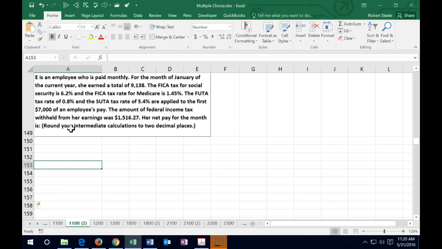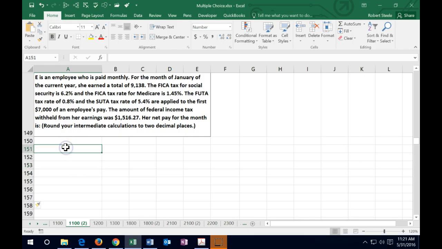Next one says that E is an employee who is paid monthly. For the month of January of the current year, she earned a total of $9,138. The FICA tax for Social Security is 6.2%. The FICA tax for Medicare is 1.45%. The FUTA tax is 0.8%, and the SUTA tax is 5.4%. Are applied to the first $7,000 of the employee pay. The amount of federal income tax withheld from earnings was $1,516.27. Her net pay for the month is what? We're going to round it.